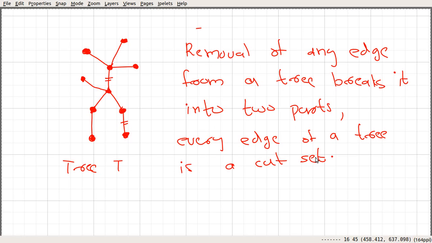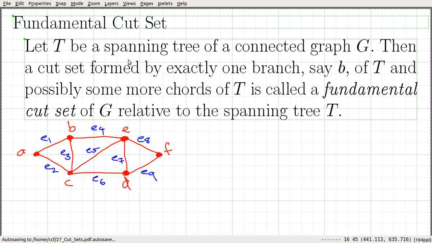Okay, so that's the definition of what a cut set is. So let's look at the definition of what is called a fundamental cut set. The fundamental cut set is defined with respect to a spanning tree. Let T be a spanning tree of a connected graph G. Then the cut set formed by exactly one branch of T and possibly some more chords of T is called a fundamental cut set of G relative to the spanning tree.